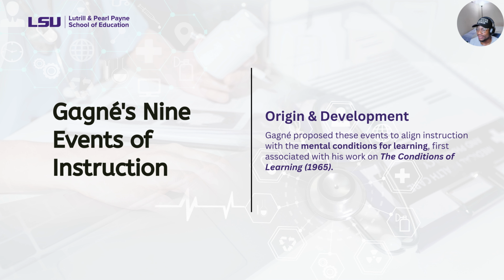Our next instructional design model is Gagné's, sorry if I didn't pronounce it correctly, Gagné's 9 events of instruction. So Gagné, a name of a person, proposed these events to align instruction with the mental conditions for learning, and it was first associated with his work on the conditions of learning, and you can find this book online.